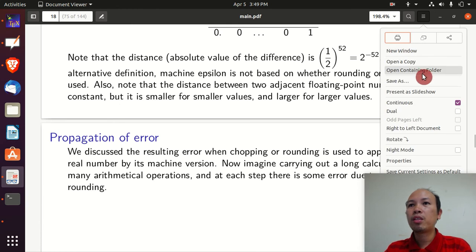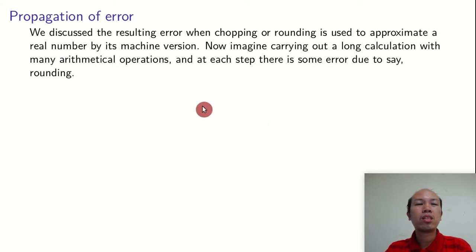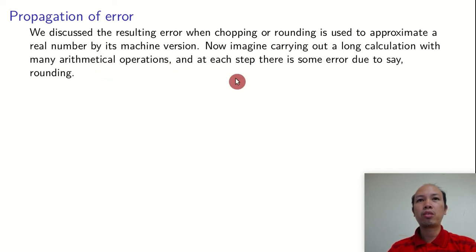For our next discussion is all about propagation of error. So in this section, we discuss the resulting error when chopping or rounding is used to approximate a real number by its machine version. Now imagine carrying out a long calculation. Just imagine many arithmetical operations, and at each step there is some error due to, say, rounding.